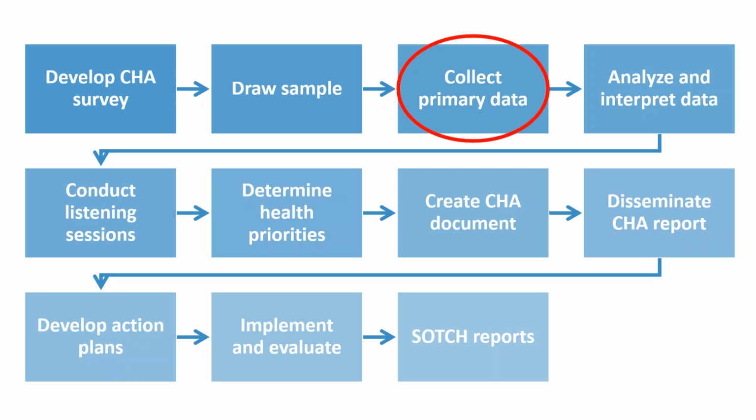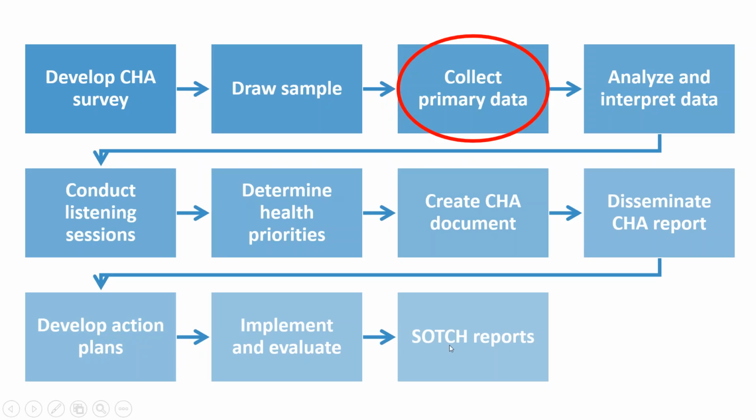So then we take the data from the survey and from the listening sessions, and we use those to determine our health priorities. Then we create the health assessment document, we disseminate the report, we create action plans, and that usually happens under coordination of the Partnership for a Healthy Durham. We implement those action plans and start evaluating our work.